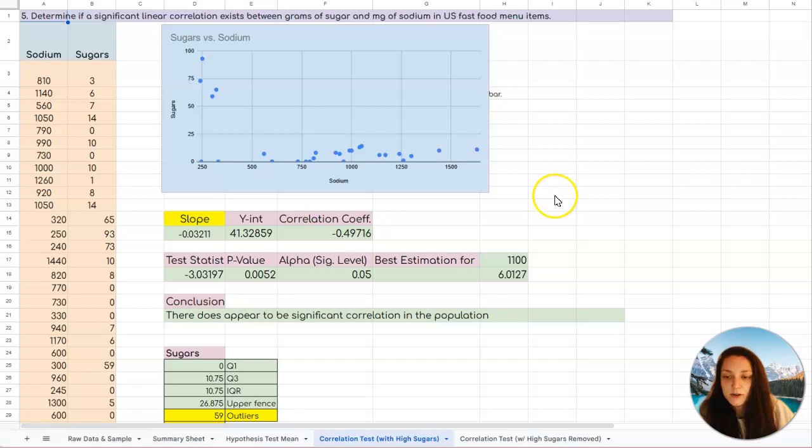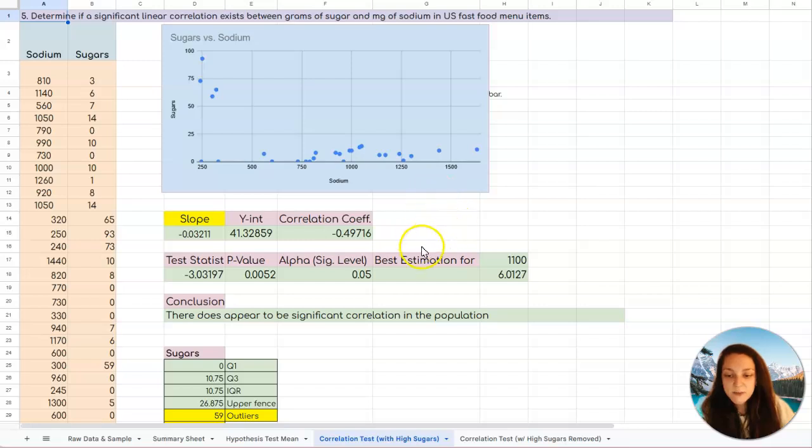Okay, and for the correlation test, for the sodium and sugars, I plotted sodium as the x variable and sugar as the y variable. Initially, the scatter plot showed a negative correlation due to the outliers, but after I removed the outliers, a positive correlation emerged, which I think better shows the representation of their relationship.